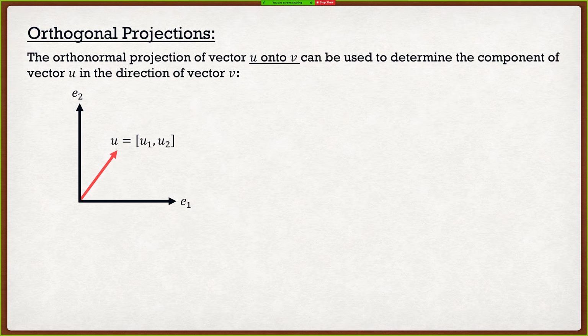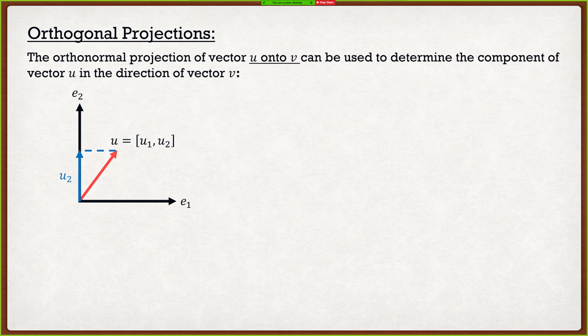Let's say that we have a vector in 2D space, e1 and e2, and it has components u1 and u2. If I were to say to you, what is the component of u in the direction of e1? Well, it's very simple. The component is simply going to be u1. We know that this vector u has a component in the direction of e1 of u1. If I were to ask you what is the component of this vector in the direction e2, well, that's also very simple. It's just simply going to be u2.